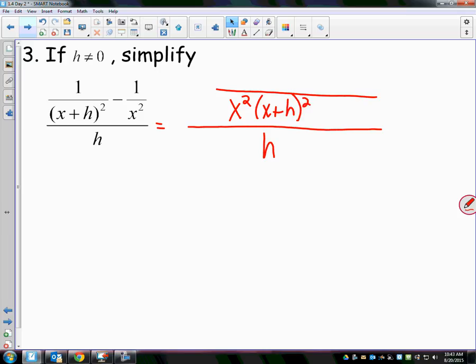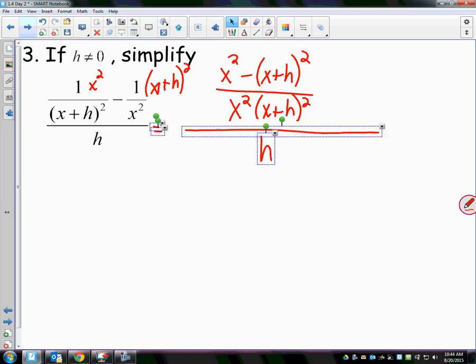Right, but I said what do they have in common? No, they don't have x squared. If they had x squared in common, they would both have an x squared separately. Right? Maybe you just misunderstand my question. Because they have nothing in common, this side just needs an x squared, and this side needs an x plus h squared. So I get x squared minus x plus h squared on the top. Whoa, that's not what I wanted.